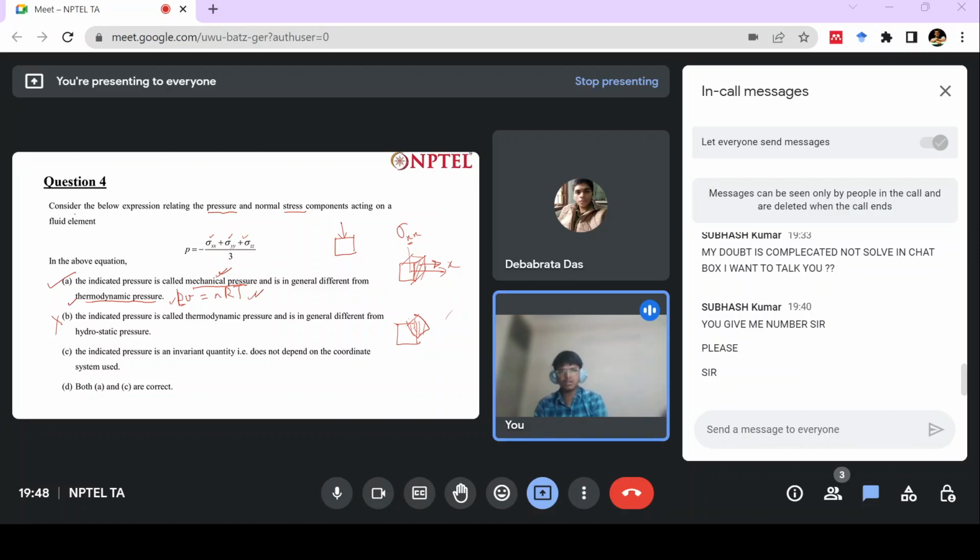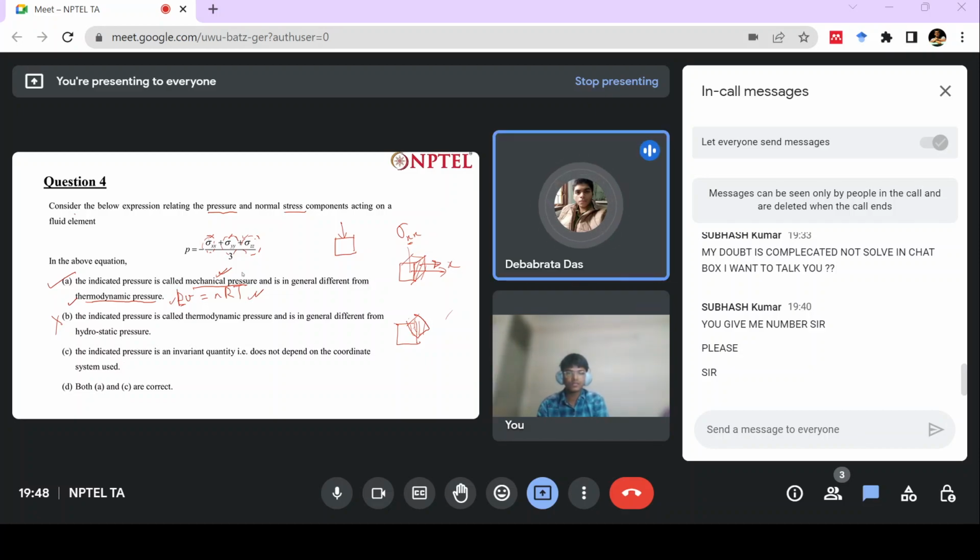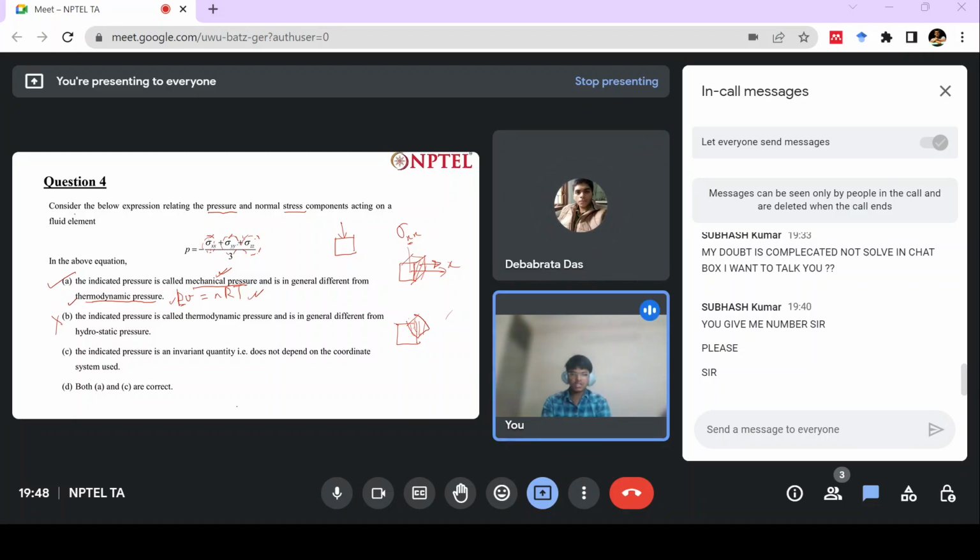But here, what we are doing, we are already defining three directions, right? We are defining x, we are defining y, we are using z. We are using all the three directions, then averaging. So is this dependent? No, sir, it's not dependent. Because all three directions we are using, right? Yes, this is not dependent.